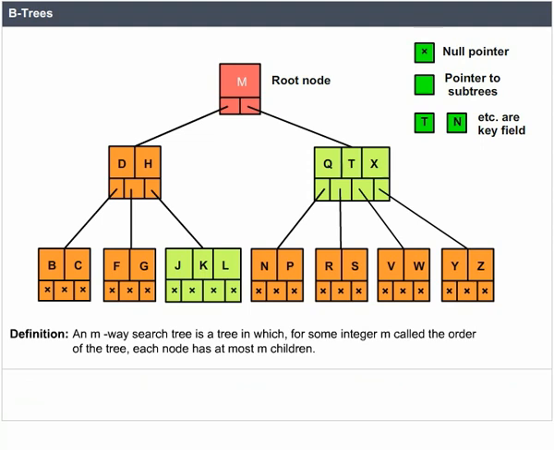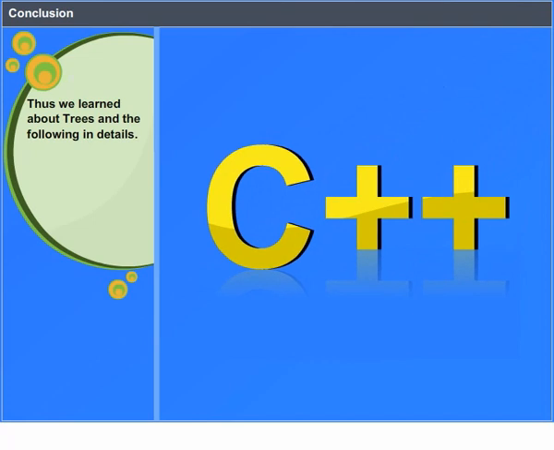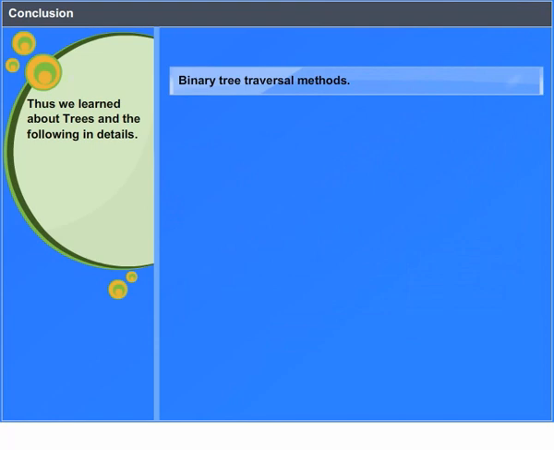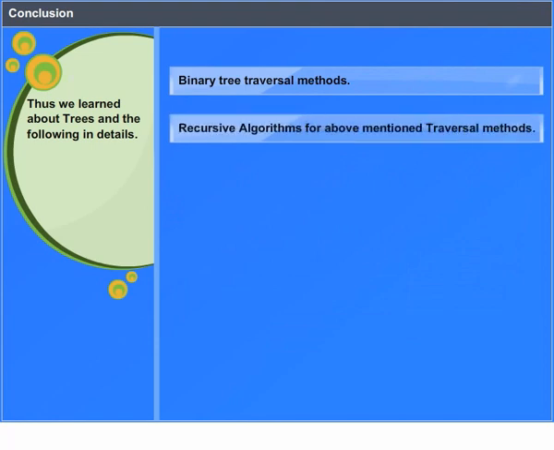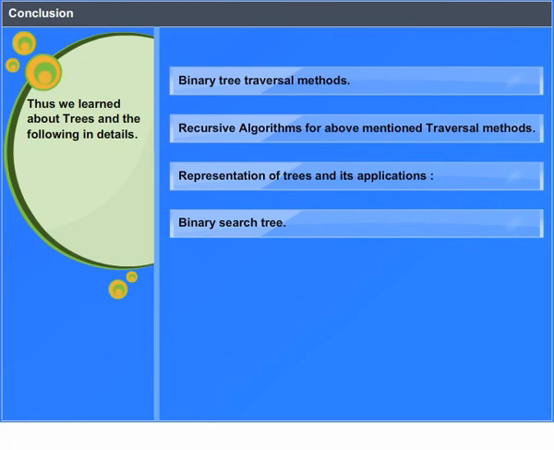Conclusion. Thus we learned about trees and the following in detail. Binary tree traversal methods. Recursive algorithms for the above-mentioned traversal methods. Representation of trees and its applications. Binary search tree. Height-balanced AVL tree. B trees.